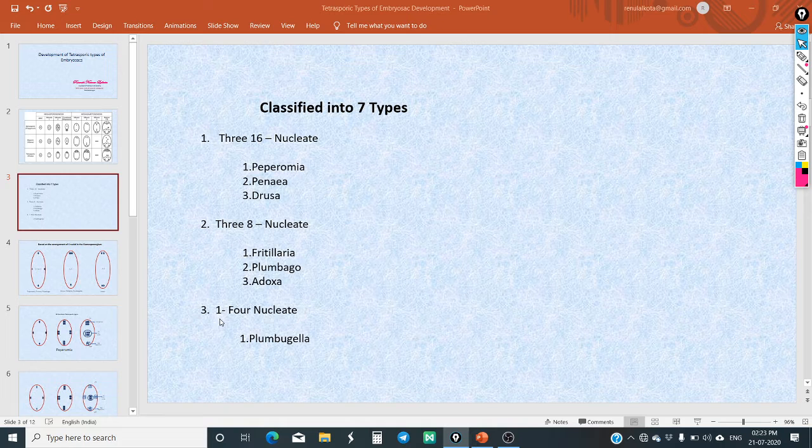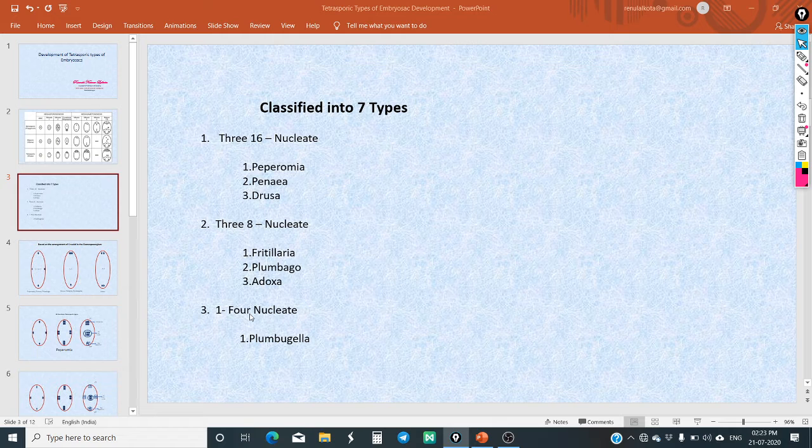Actually, what are these 16 nucleate, 8 nucleate, and 4 nucleate types? At the end of embryo sac development, in a mature embryo sac, if 16 nuclei are present, then it is a 16 nucleate type. If only 8 nuclei are present in the mature embryo sac after its complete development, then it is called the 8 nucleate type. And if only 4 are present, then it is the 4 nucleate type of embryo sac development.